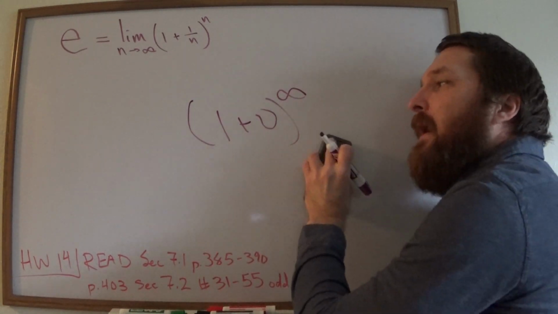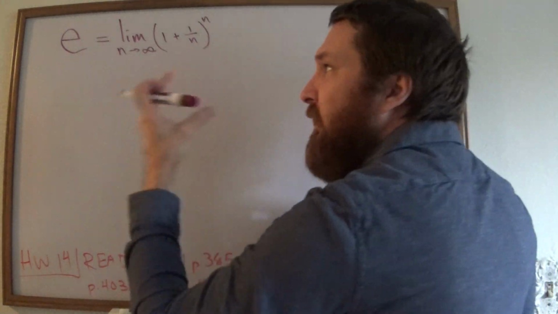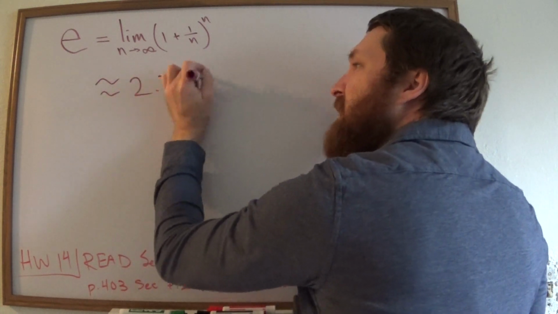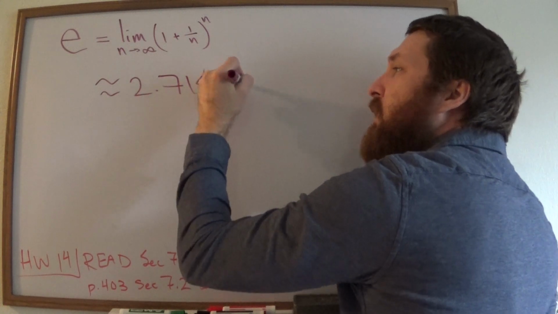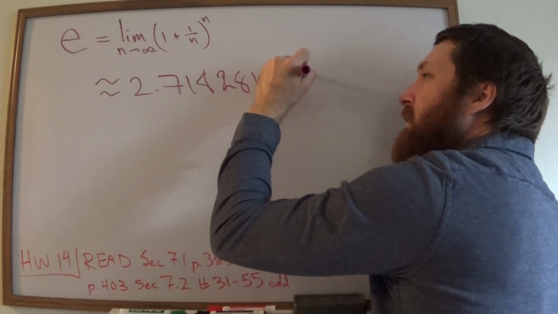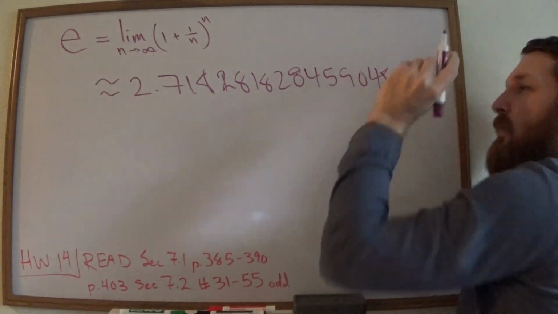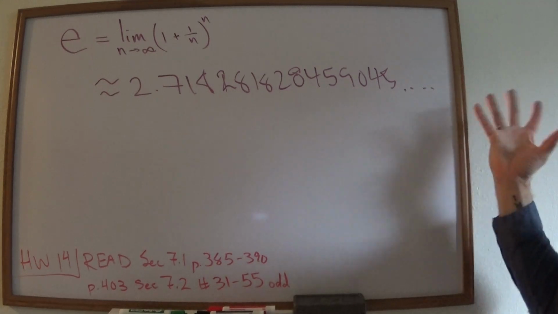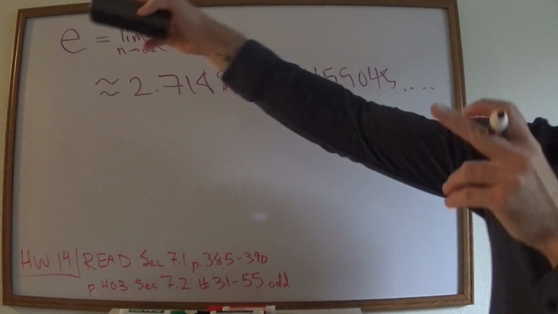Something interesting happens. And we know that as you make n larger and larger, this thing gets closer and closer to this specific value, 2.718, 2818 28 459045, and so on. It goes on and on and on, right? And the bigger you make n, the closer the digits get to the value.